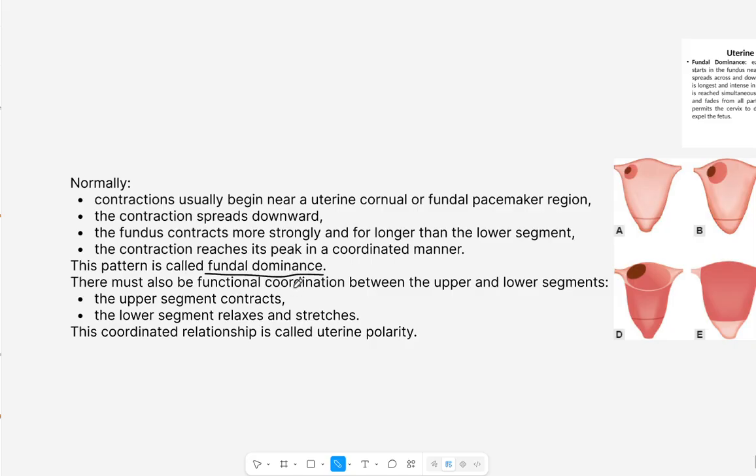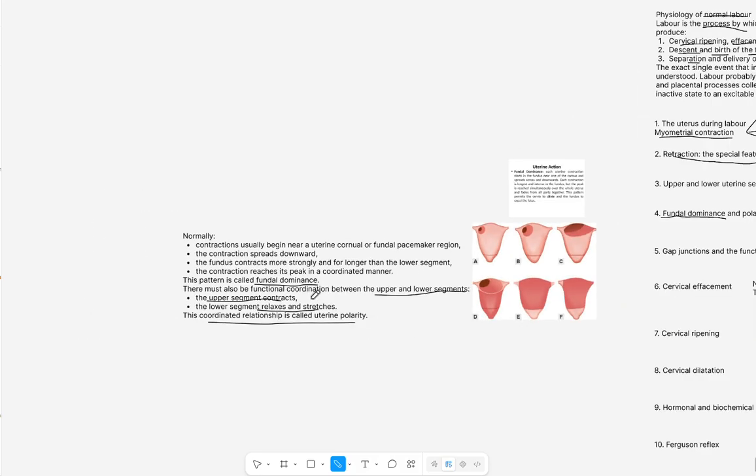There must also be functional coordination between the upper and lower segments. The upper segment contracts, the lower segment relaxes and stretches. This coordinated relationship is called uterine polarity. Although a functional pacemaker region is believed to exist, a single anatomically identifiable pacemaker has not been conclusively demonstrated, like in the heart muscle.